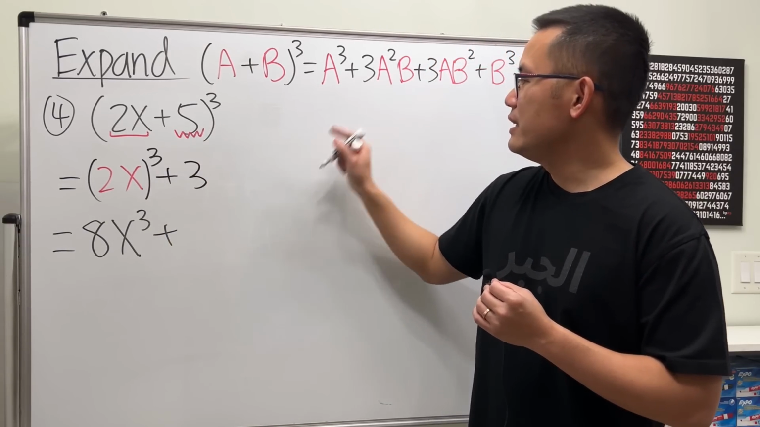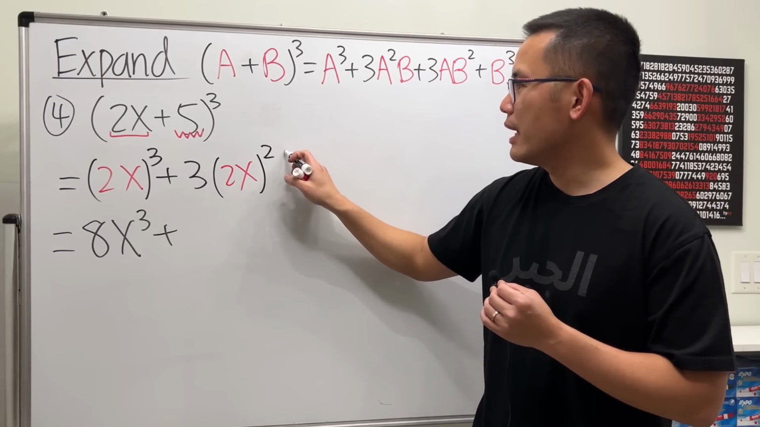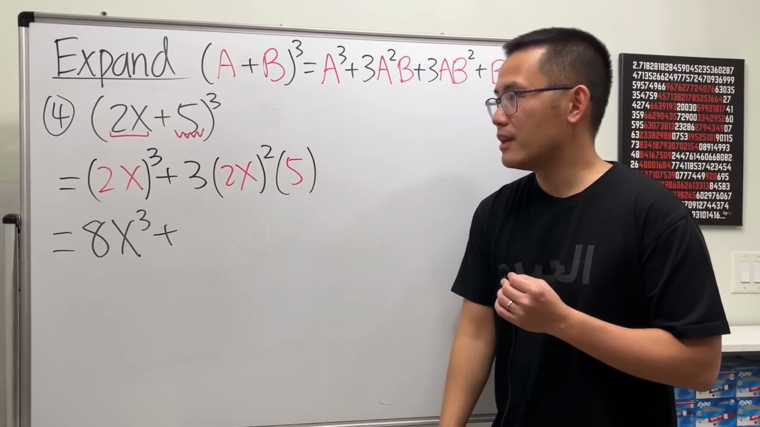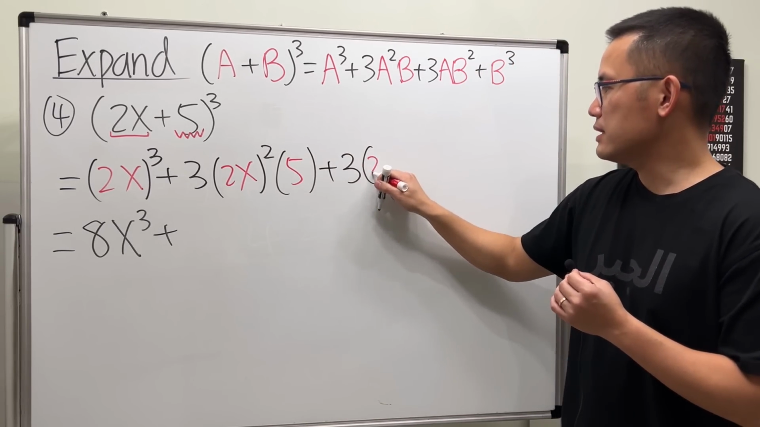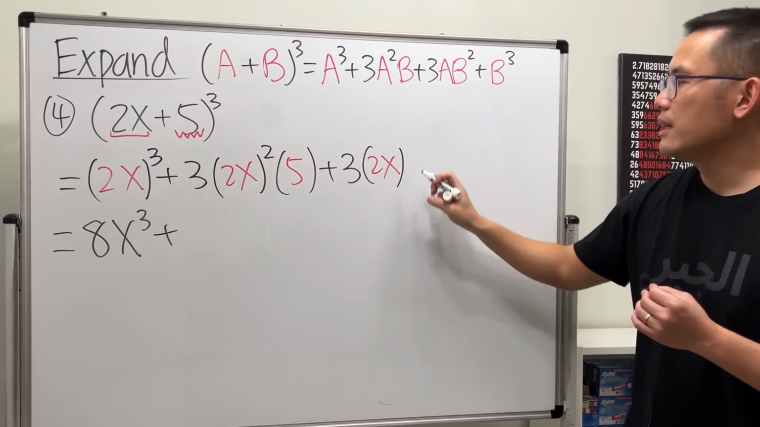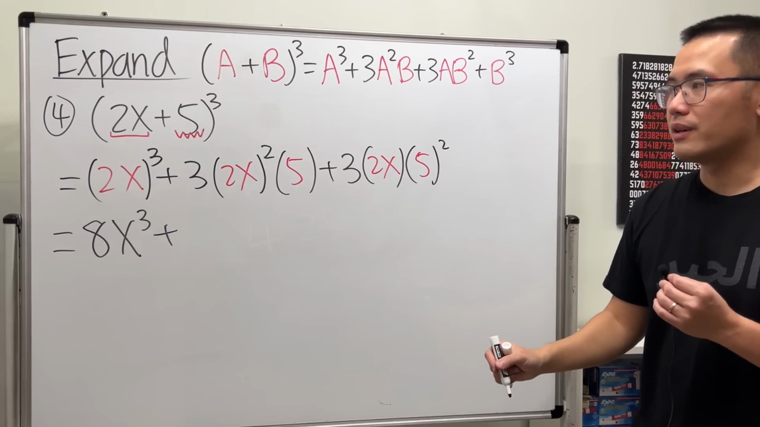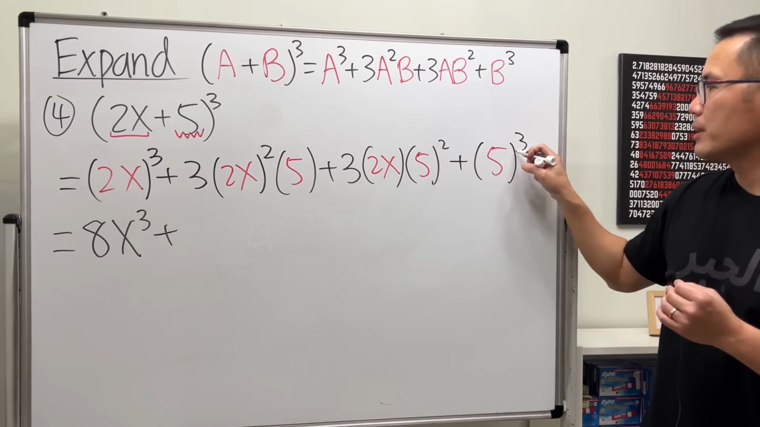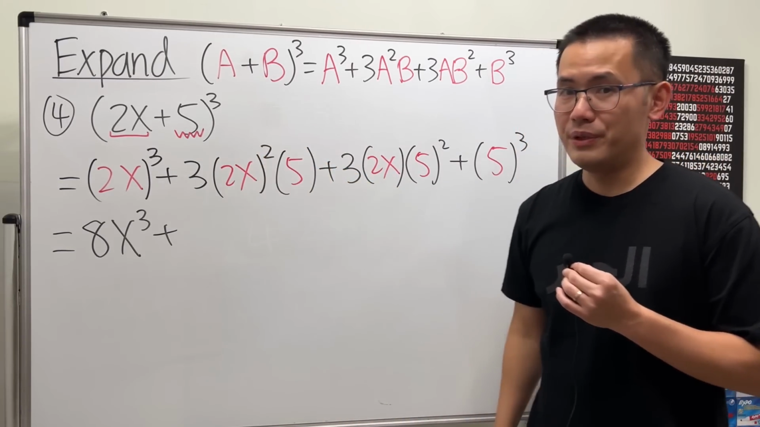Now next we add 3 times a, which is 2x, and then second power, and remember we have to multiply b, which is the 5, and that's to the first power. To continue, you can see a pattern. It's 3, and then the a is 2x, but just to the first power now because the power of a goes down, right? But the power of b goes up, so you have 5 squared. Lastly, we add 5 to the third power. Feel much better. So of course, write things down if necessary, especially when the power gets big.